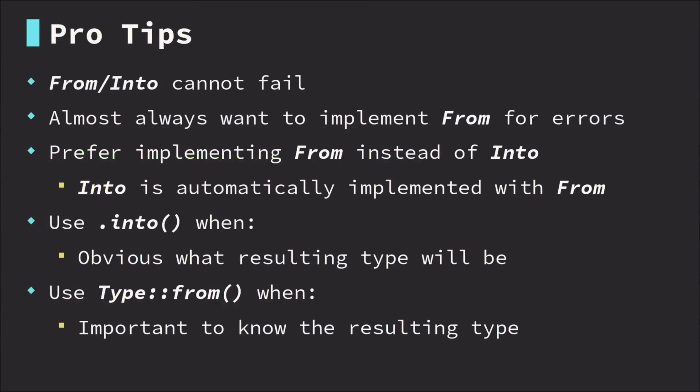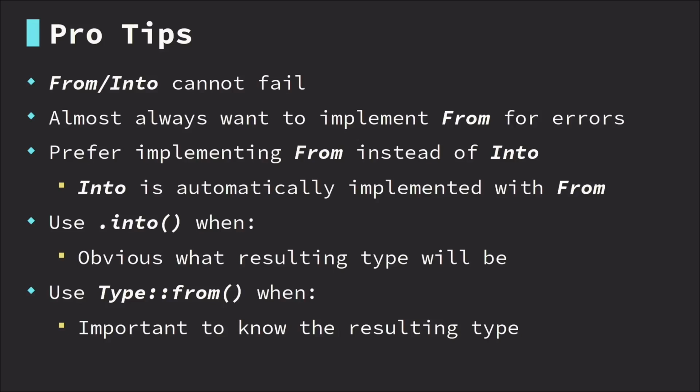Here are some pro tips when working with the From and Into traits. These traits cannot fail. There is another trait that allows failure, but From and Into must always be successful. You will almost always want to implement From for error types. That way they can be easily converted between different errors. The thiserror crate, utilized in the previous lessons, implements the From trait when using the from annotation. You should prefer to implement From instead of Into. This is because implementing From gets you an Into implementation for free.